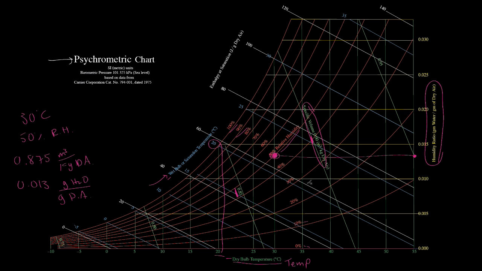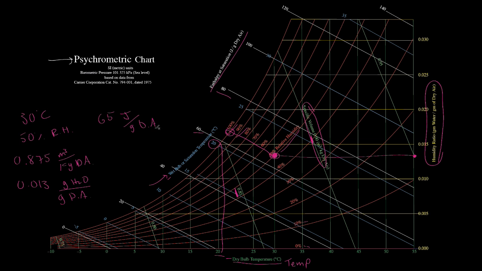And the last thing that we can read off of the psychometric chart is the enthalpy, or how much energy is contained within the air itself. And for that, we would go parallel to the white lines and trace it back over in this direction here. And that would put us at about, I don't know, maybe 65, 67. So we'll say 65 joules of energy per gram of dry air.